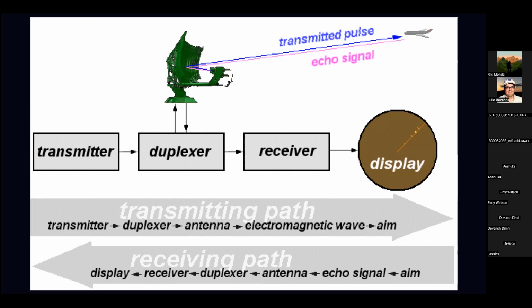So as you can see in this image, there is a transmitter, a duplexer, and a receiver, and there is a display unit which shows us the exact location where any object is located. So the transmitter sends signals to the duplexer. That duplexer switches to the transmitter and sends some electromagnetic pulses to the antenna, and that then reflects back to the receiver, and the receiver then displays the object in the display unit.